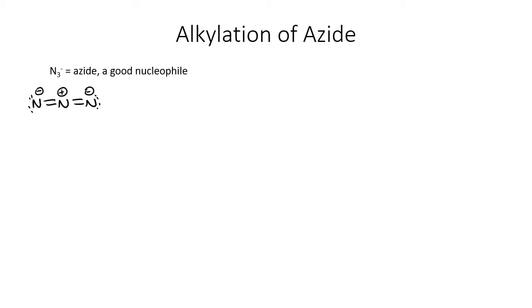So now when azide comes in contact with an alkyl halide, such as again ethyl bromide, we can again have the same SN2 reaction occur. This will generate this intermediate, where we've now formed a bond between the end nitrogen and the 2 carbons.